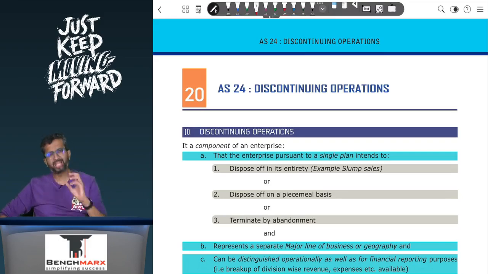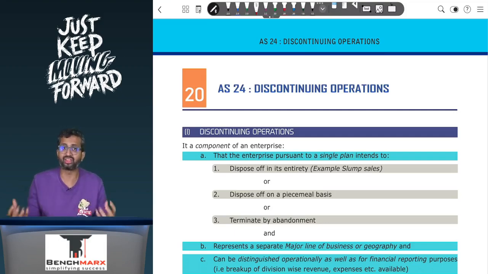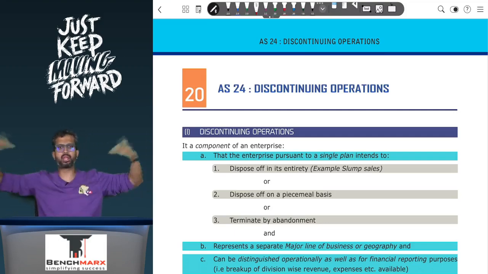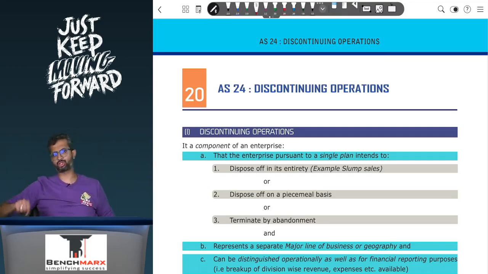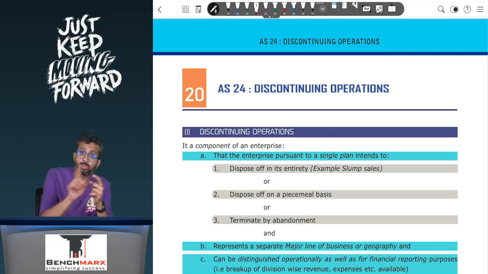So when I'm looking at a discontinuing operation, it should be a component or a part of an entity, a division, a segment. I might have 10 restaurants, and one of them is not doing well. I don't want to move out of the restaurant business. I just want to move out of that one loss-making restaurant. That is not a discontinuing operation. I am still continuing my restaurant business, and hence a discontinuing operation has to be a segment, a component, a division, a part of the entity which pursuant to a single plan.